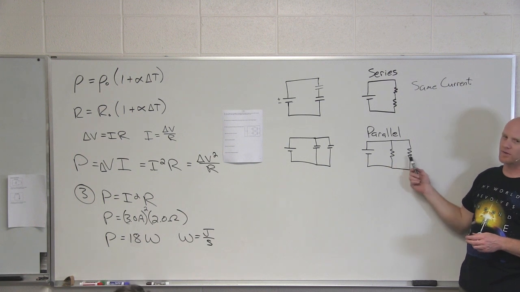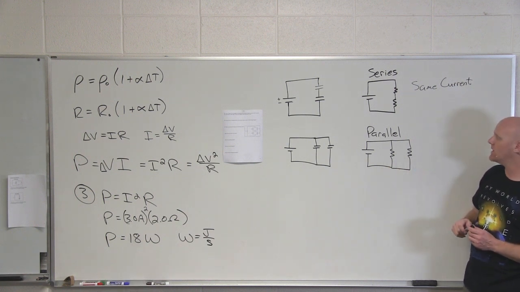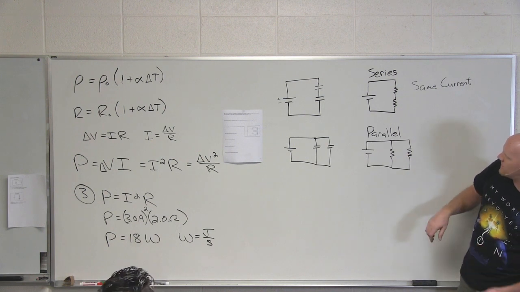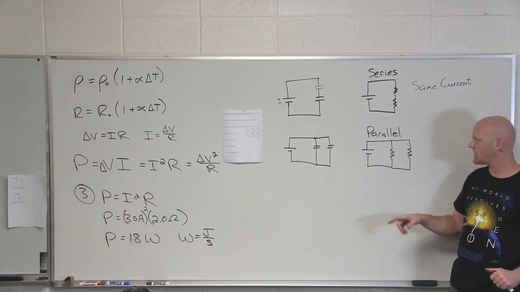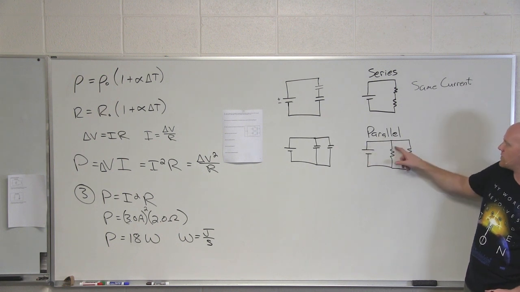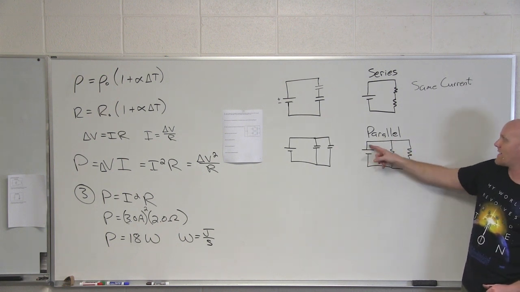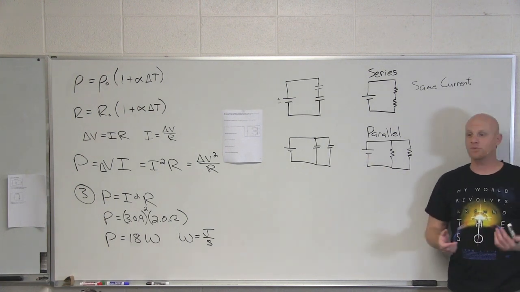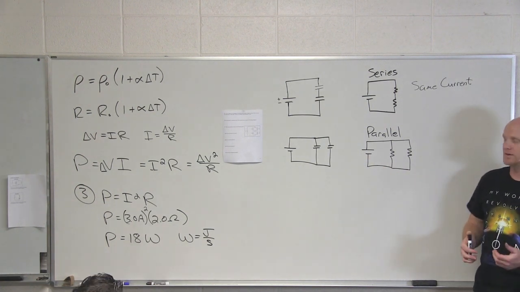Cool, but when they're in parallel, they don't necessarily have to have the same current at all. So they're on alternate pathways. As the imaginary positive charges flow from the positive terminal to the negative terminal, they have a pathway that goes through the first resistor, or they have an alternate pathway that goes through the other resistor. Since they're on separate pathways, they don't have to have the same current at all.